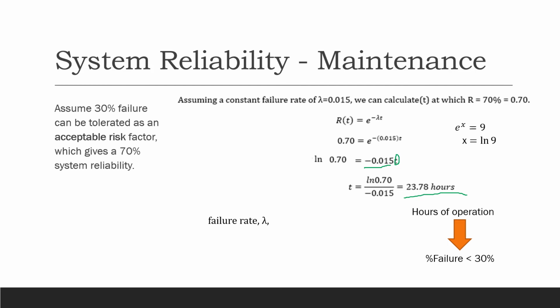If you want to keep 70% reliability, you will run your system operation about 23 hours. Okay, you can go to 24, but I would just keep it at 23. And then you check your system. So that's how we do maintenance for the system.